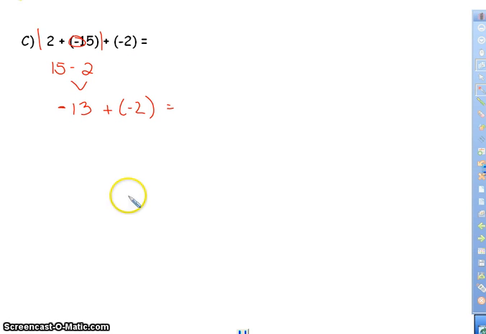Now for this next one, I have negative 13 plus a negative 2. So these are the same signs. Negative 13 plus negative 2 would be like 13 plus 2, which is 15. But I know that I have 2 negative numbers, so I have to apply that sign because they're the same signs. So the answer would be negative 15.